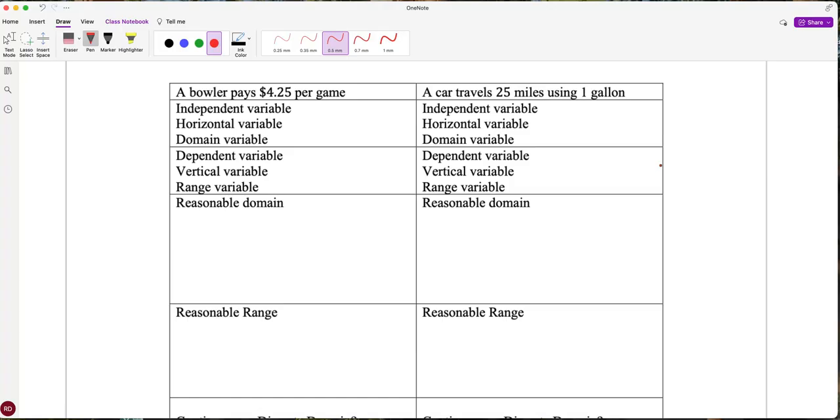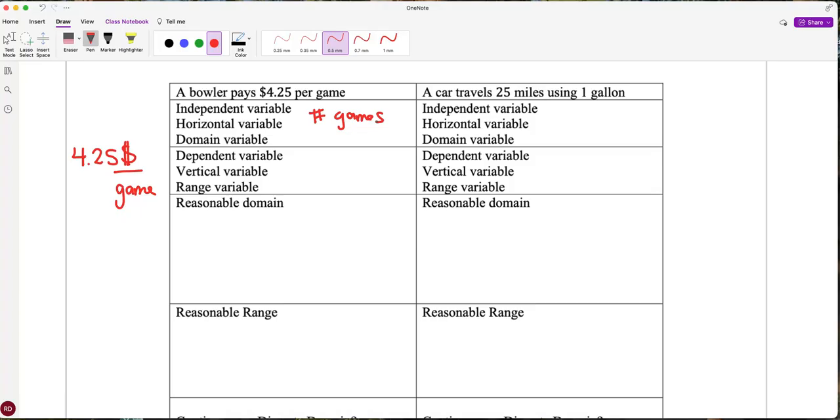A bowler pays $4.25 per game. So what I would do, I would write this out. This is $4.25 per game. Once I write it that way, what is the independent variable, the horizontal or the domain? Games. So the number of games is the horizontal. It's the bottom unit there.